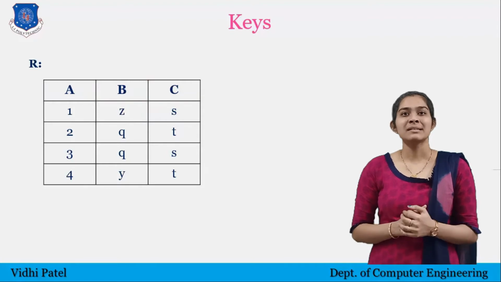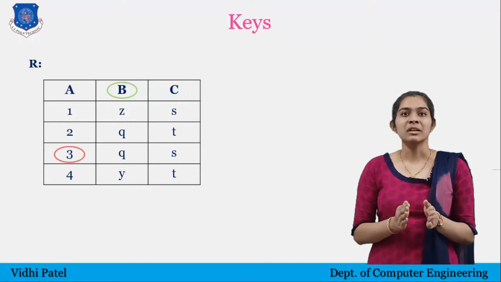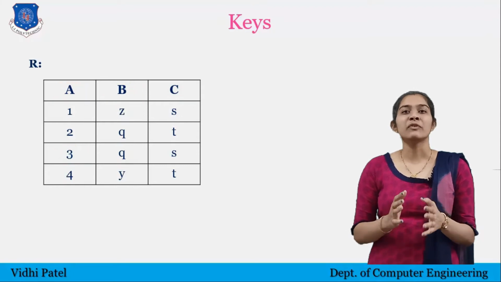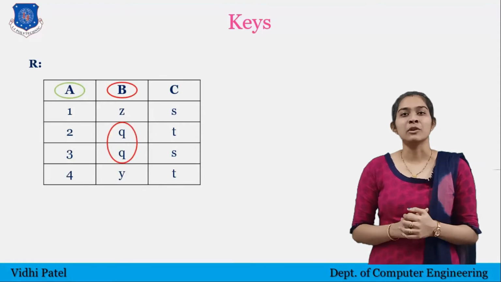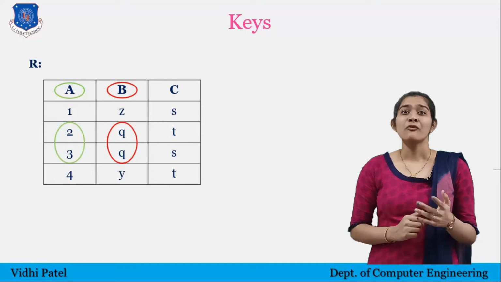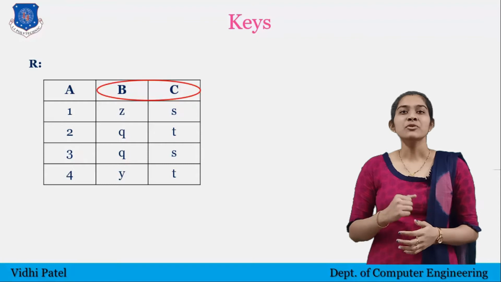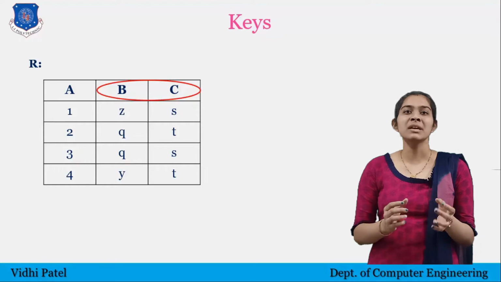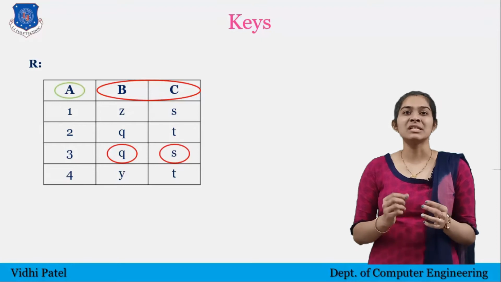How? Let's see. Suppose I want to see the value of B which has value 3 in column A. I will get Q for column B. Now, if I want the value for column A where column B has value Q, then I will get two values, which are 2 and 3. What if I want only unique values? Then I have to use a combination of column B and column C. By using a combination of columns, I will get a unique value. Suppose I say column B has value Q and column C has value S. Then I will get the value of A, which is 3.